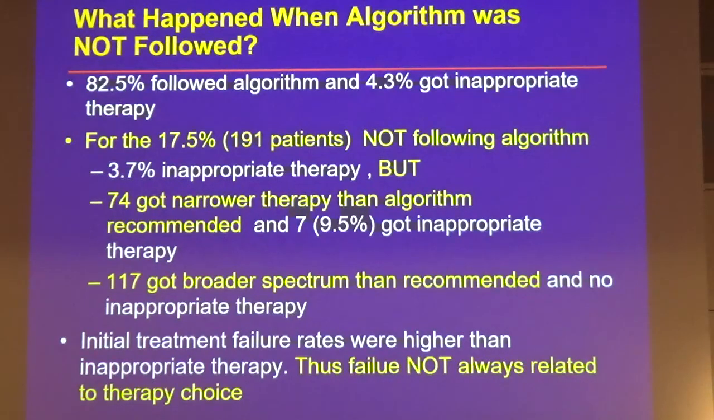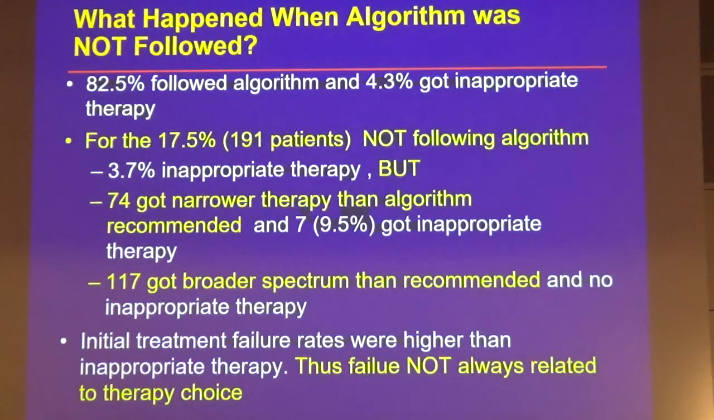Remember, 82% got treatment according to the algorithm. In 17.5%, so nearly 200 patients, the doctors used a different approach. They chose not to follow the algorithm. And although they got about the same, actually a slightly lower rate of inappropriate therapy, the rest of the management, I think, was suspect. 74 patients in this population got a narrower spectrum therapy than the algorithm recommended, and here 10% got inappropriate therapy. But I think this is where the real problem lies.